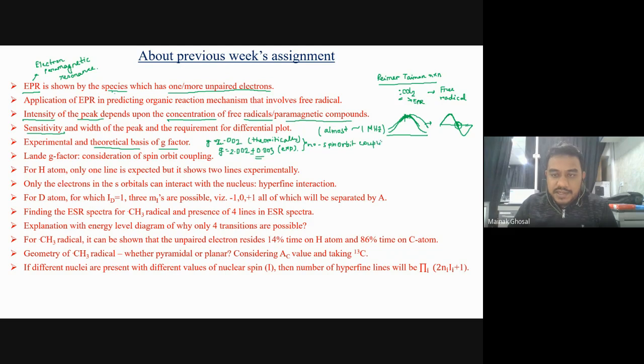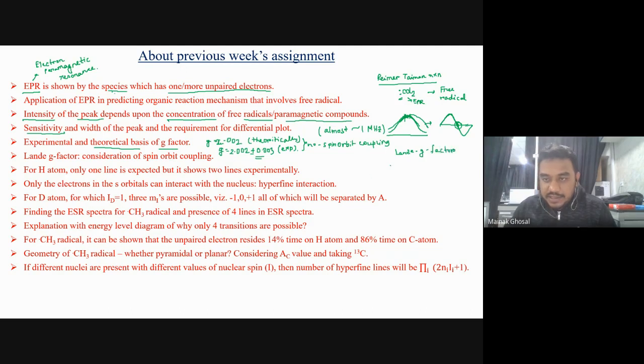So this g factor comes to 2.002 theoretically, and experimentally it is 2.002 plus or minus 0.003. This considers no spin-orbit coupling. If you are considering spin-orbit coupling, then the scenario will be a little bit different, because then the factor will come as the Landé g factor.